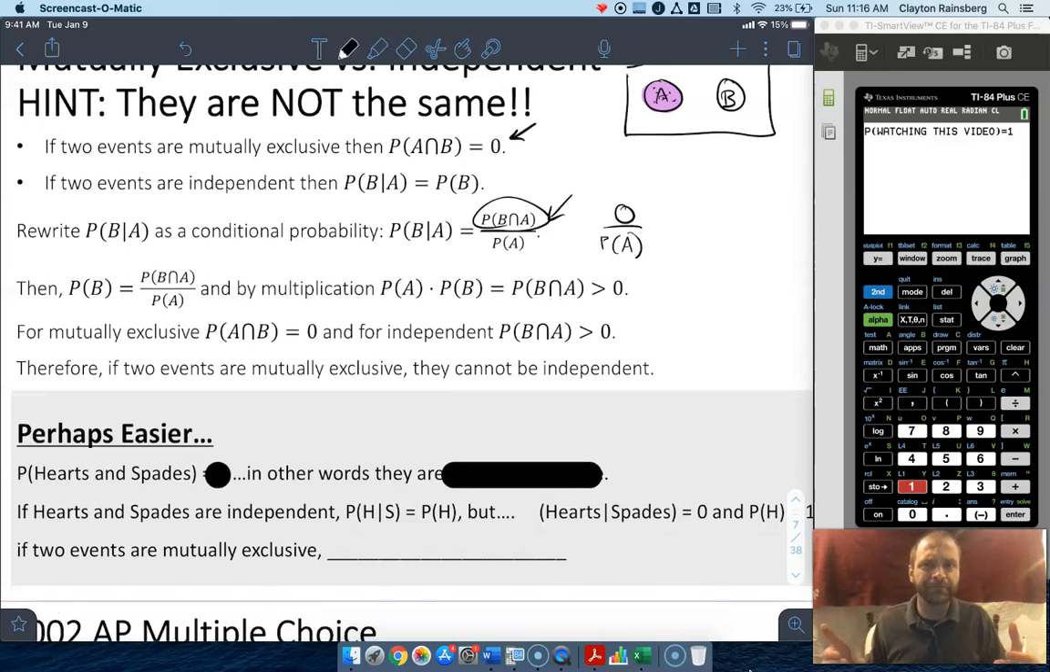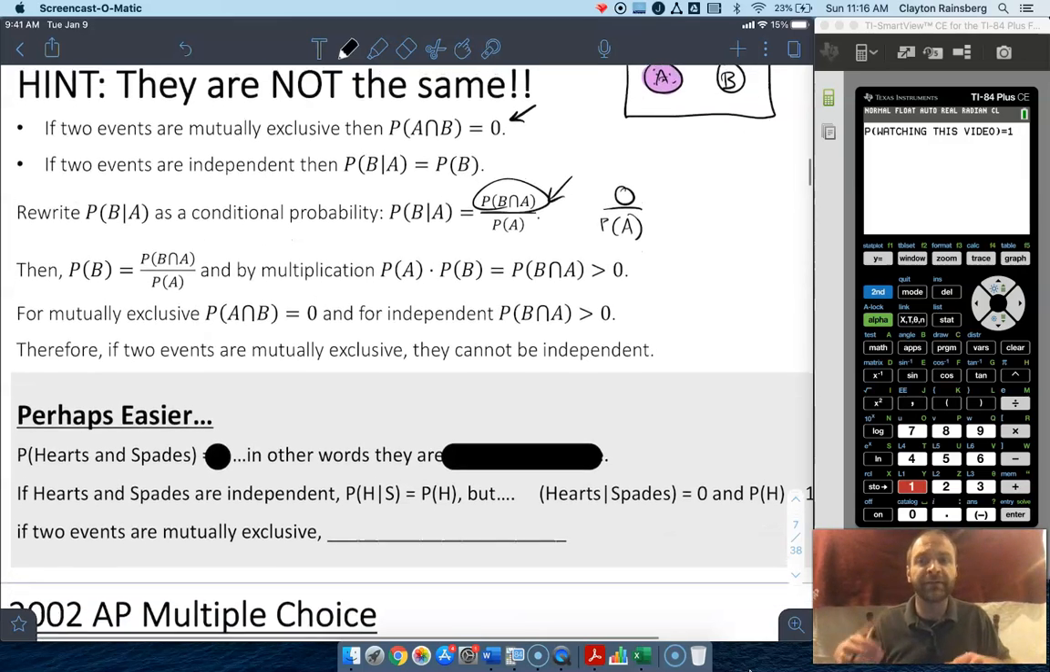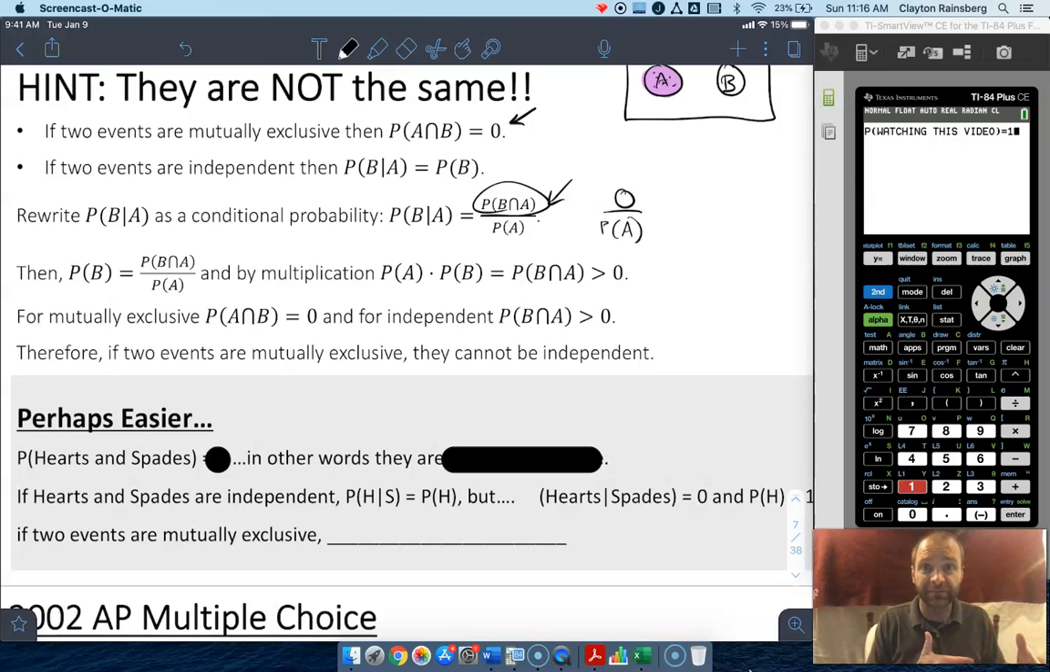So let's think of cards. Probability of hearts and spades. So I want a card that is both a heart and a spade. And the probability that that's going to occur is 0, because there are no hearts that are spades. In other words, they are mutually exclusive. There is no overlapping on it.